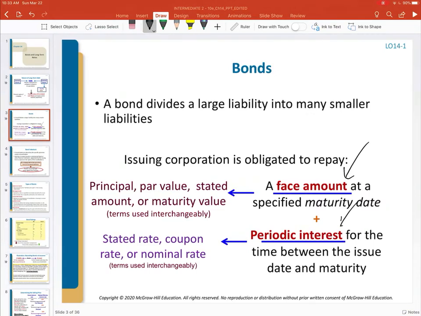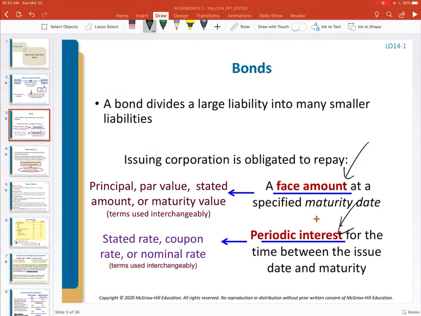Then the second cash flow that we have to be aware of is the periodic interest payment, also called the nominal interest, coupon rate, stated rate. Those terms are used interchangeably. But essentially what we have to do is account for, on a periodic basis, depending on the terms of the bond, a future cash flow that relates to periodic interest as well. So when we think about these bond problems, we're again going to rely on what we learned in the Chapter 5 lecture about the present value calculation. So we have these future cash flows, and we have to figure out what they're worth in today's dollars. We have to do a present value calculation.